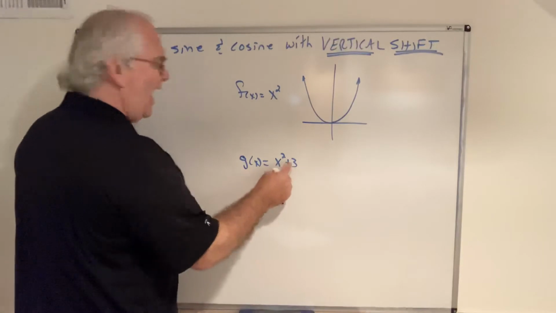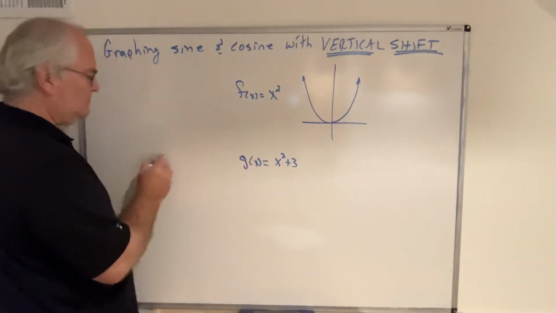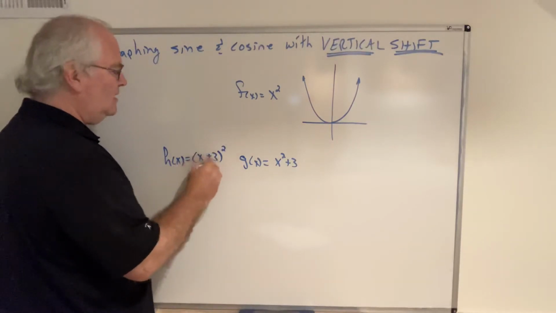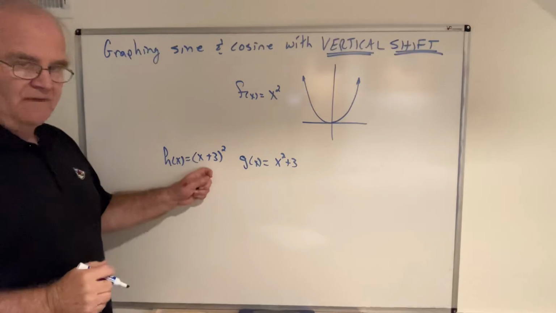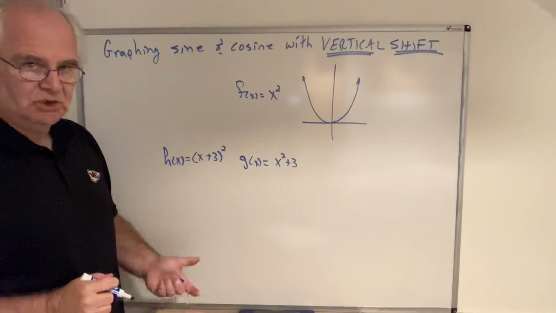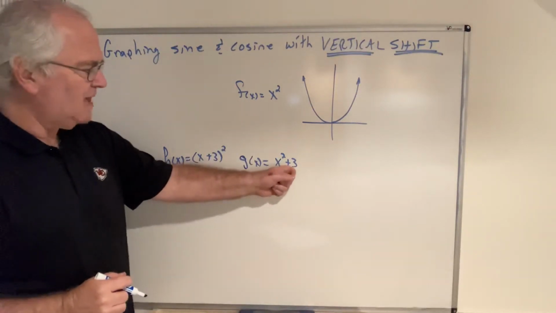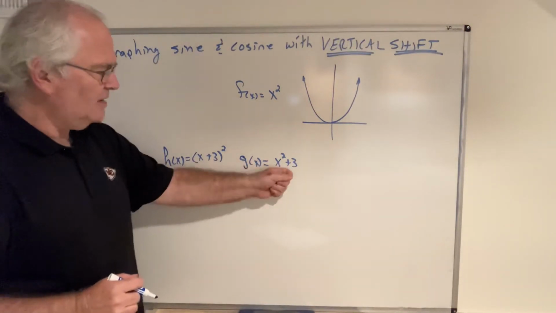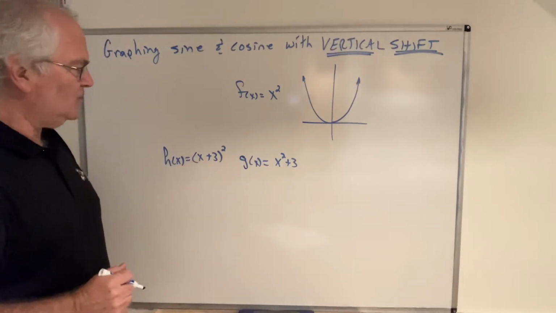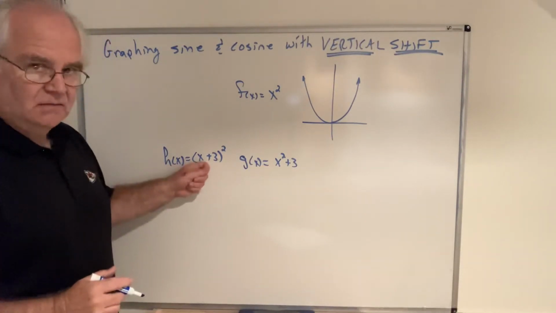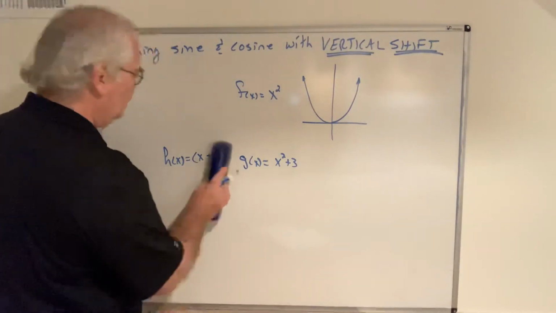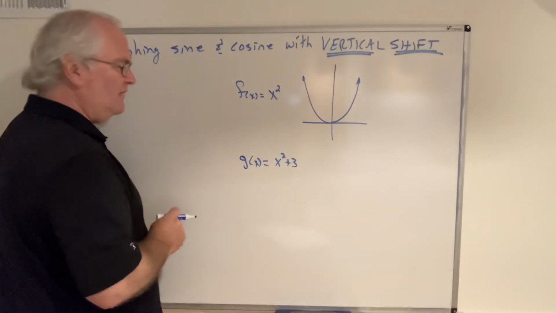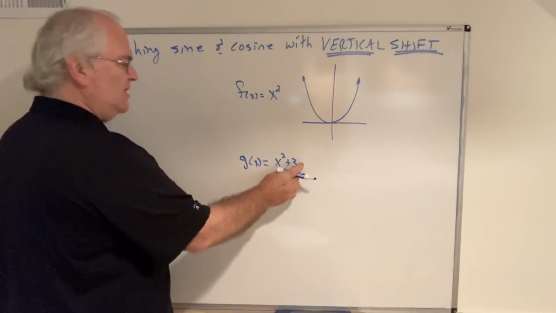This is adding outside the primary function. This is adding inside the primary function. The primary function here is the square function. Outside the primary function, inside the primary function. We will consider this later, so we're going to kick this can down the road. But this is the topic for now. This is adding or subtracting outside the primary function. And what that corresponds to, remember, is a vertical shift.